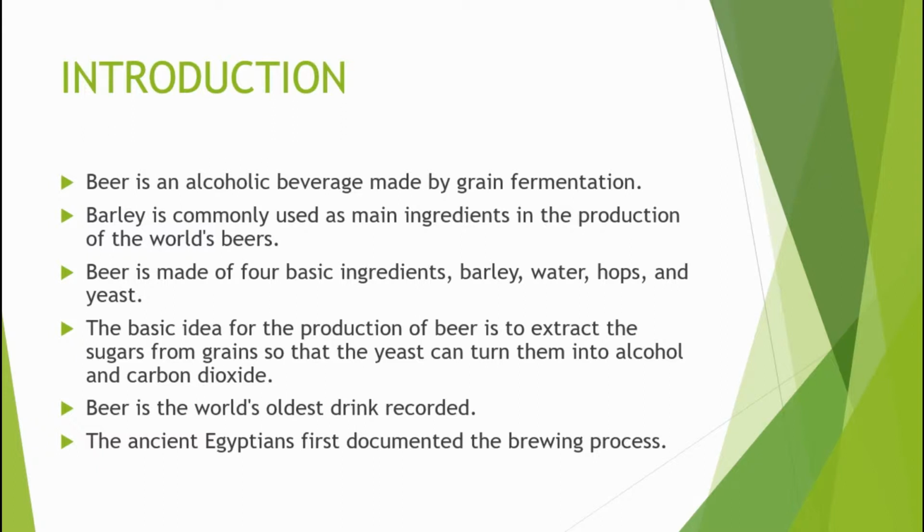The basic idea for the production of beer is to extract the sugar from the barley and make it a carbon source, so that yeast can use that carbon source to turn it into alcohol and carbon dioxide.